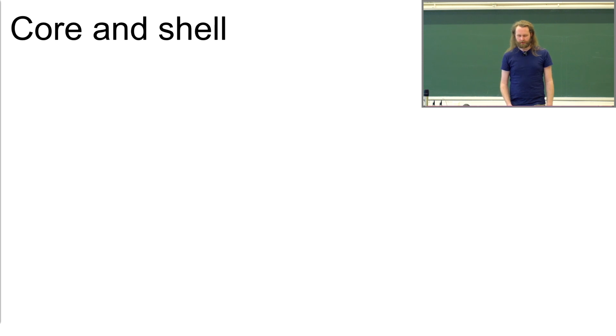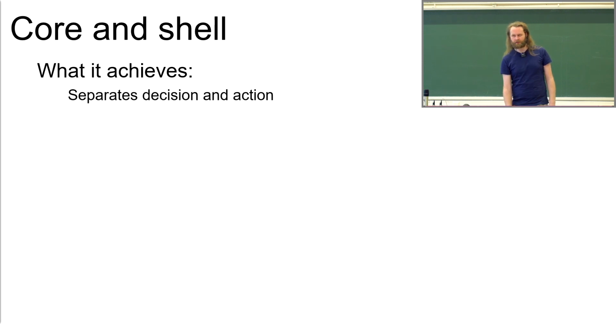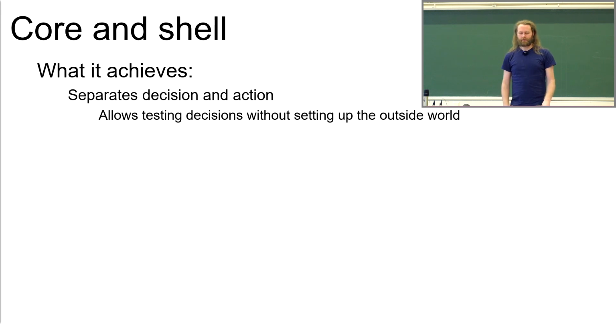So here's what it achieves. It separates decision and action. Right, so your code does two things, or the code has two features. It finds out what to do, and then it does it. And if you're able to separate out, to untangle those two parts, then your code becomes better. It allows you to test the decision-making process without setting up the outside world and without affecting the outside world. So testing your decision-making process doesn't require you to actually do anything. It doesn't require any actions. It doesn't require that somebody gives you inputs, and it doesn't require that you have somebody to send outputs to.